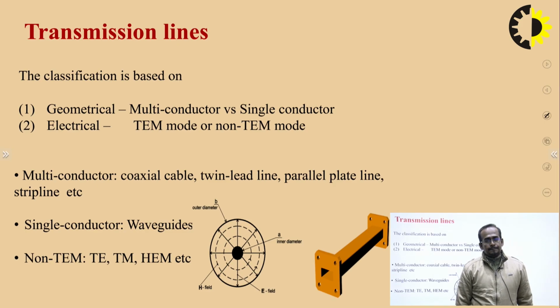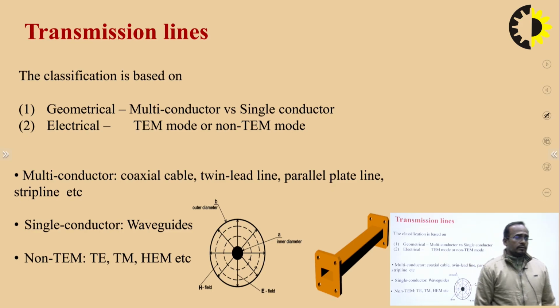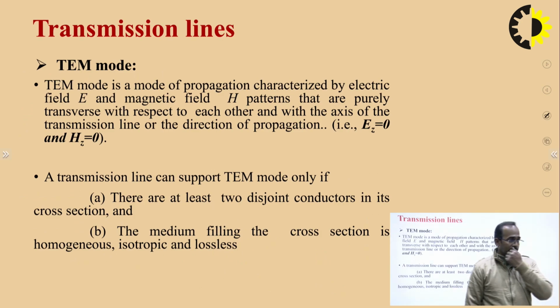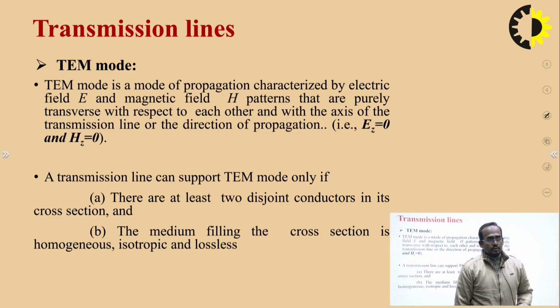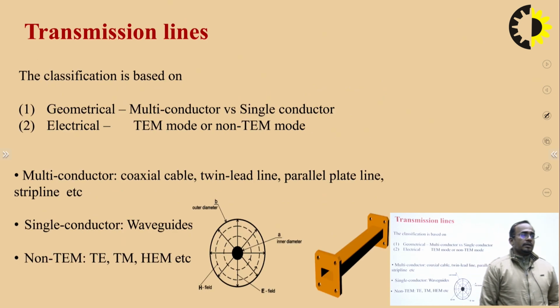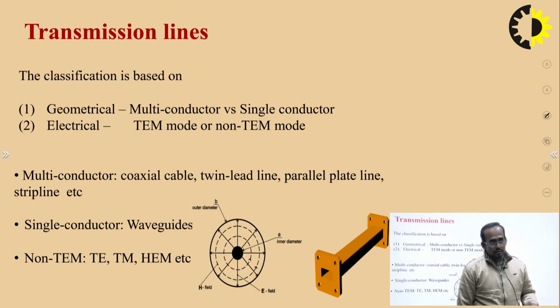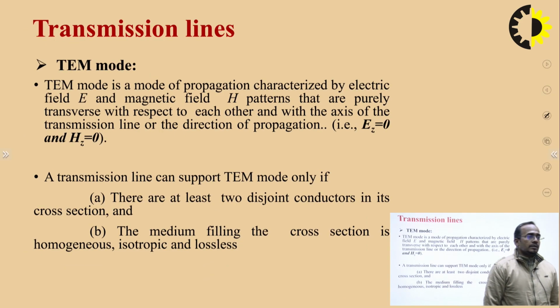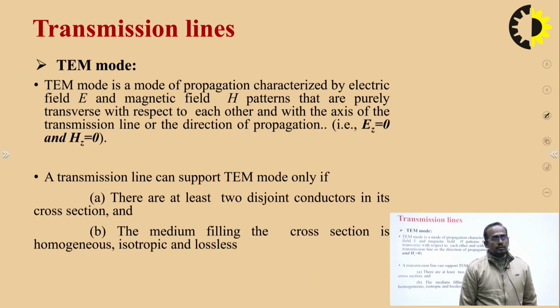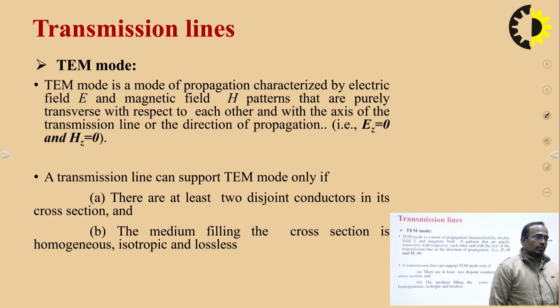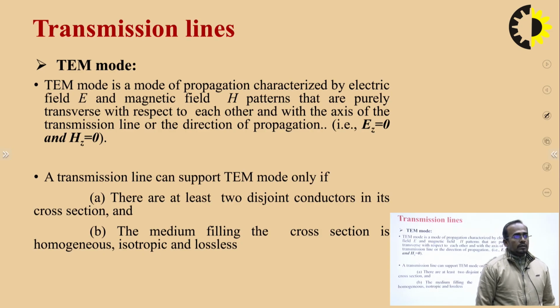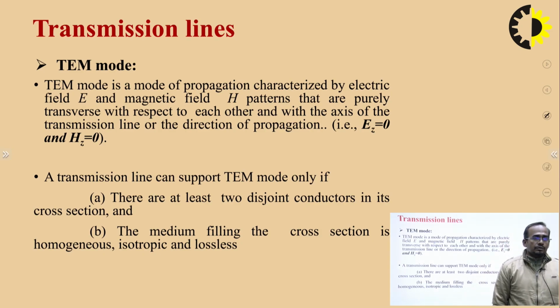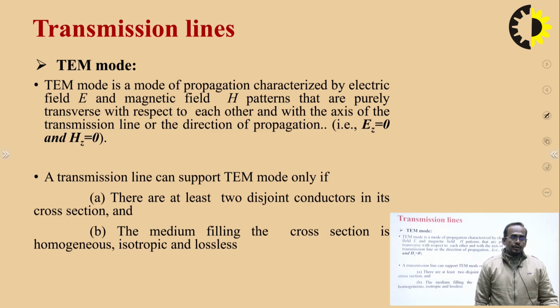These waveguides are useful for various applications. Now what is the TEM mode basically? I am not interested in the classification on the basis of geometrical structure, multi-conductor or single conductor. I am interested in transmission lines on the basis of electrical applications. TEM mode is a mode of propagation characterized by the electric field E and magnetic field H that are purely transverse with respect to each other and to the axis of the transmission line, the direction of propagation.